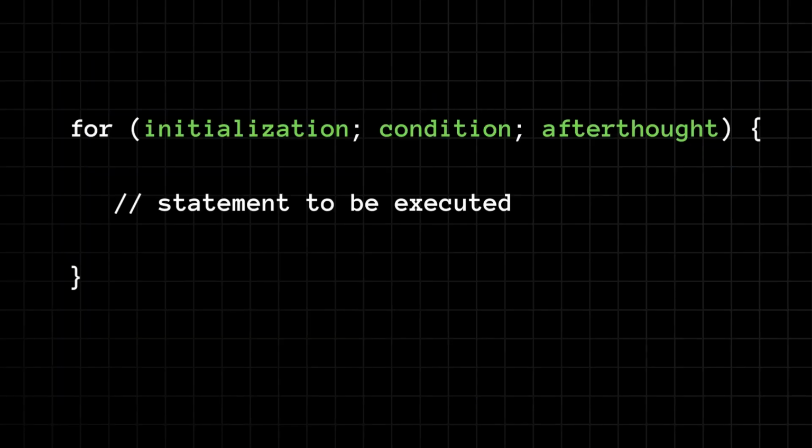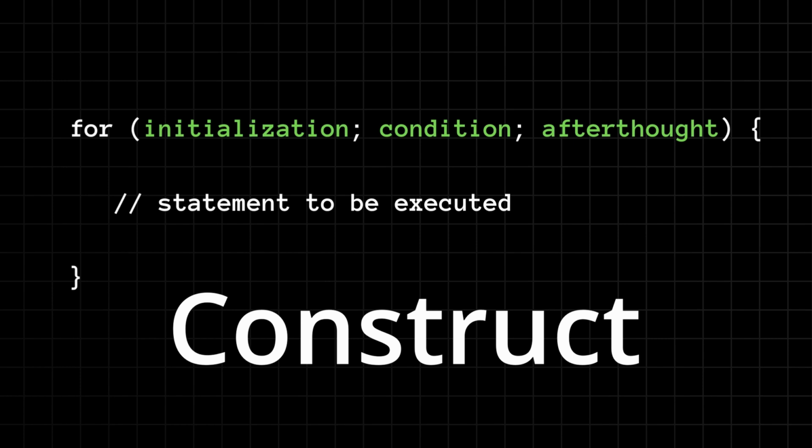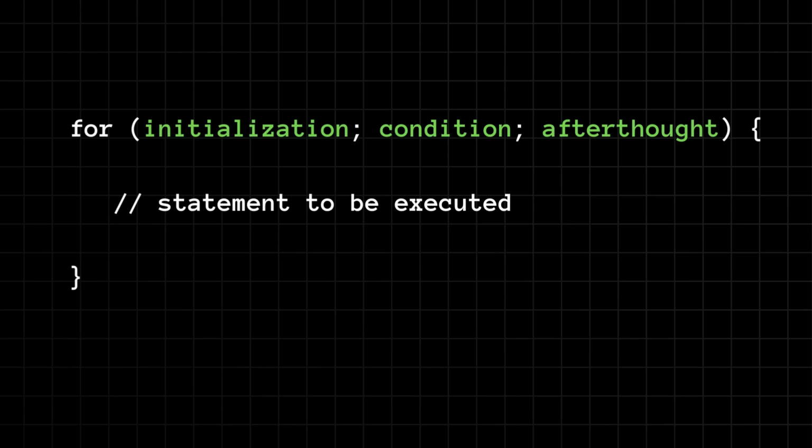For is a programming construct. It is a loop, a keyword used across different programming languages. So this is what a for loop looks like. It has got initialization as the first part. Second is the condition. Third is the afterthought.